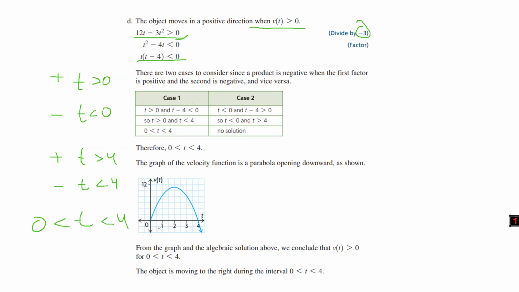Why is it just greater than and less than? Because if it were equal to 0, then the whole equation would be equal to 0, while we are asked when the direction is positive. We're specifically asked about it here. It doesn't say when direction is positive or the object is at rest, because when it equals 0, it means the object is at rest.